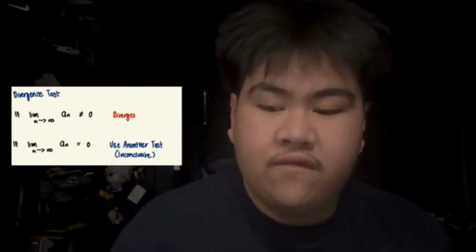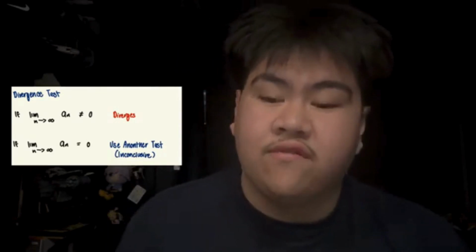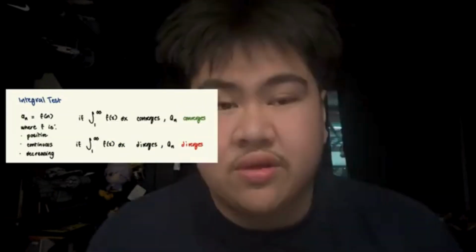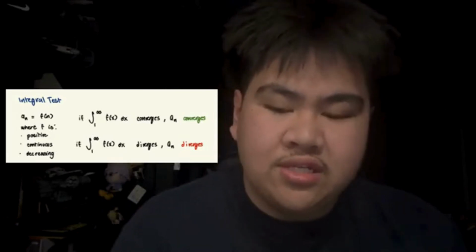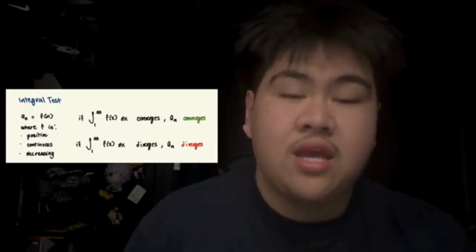A series diverges if the limit of a_n as n approaches infinity doesn't equal 0. Next up, we have the integral test. Here, the series is going to equal f(n), and the function has to be positive, continuous, and decreasing. Put f(n) into an integral from 1 to infinity. If that integral converges, then the series converges.